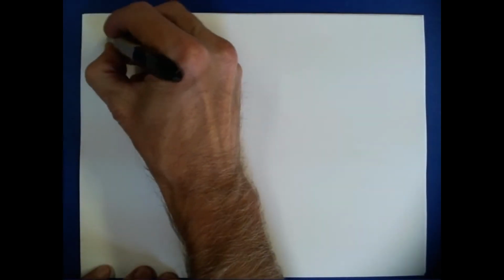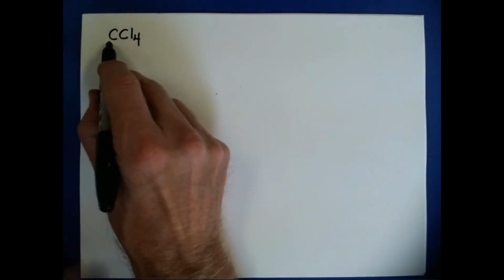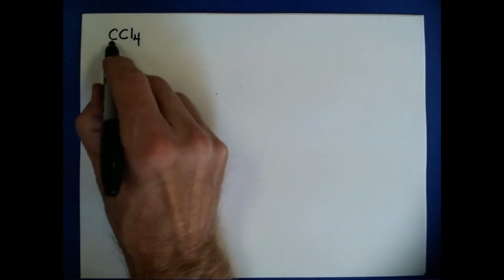Let's start with carbon tetrachloride, CCl4. So first we'll determine the central atom. Very often the central atom is going to be the atom that's listed first in the compound. So we're going to have carbon be our central atom.